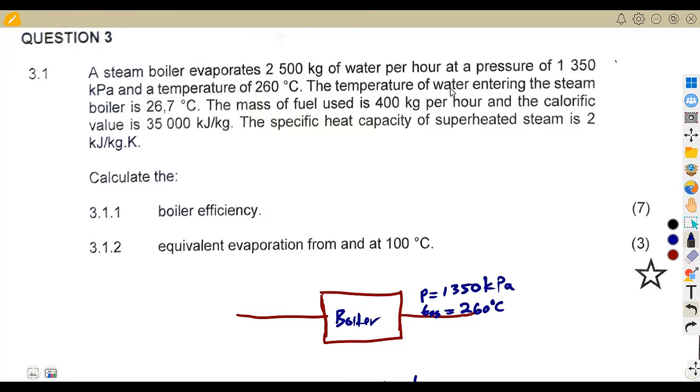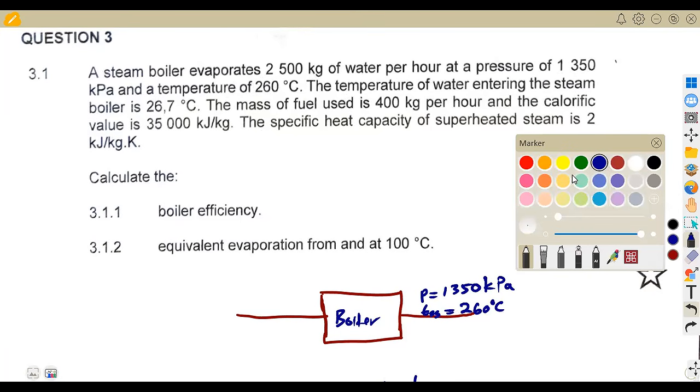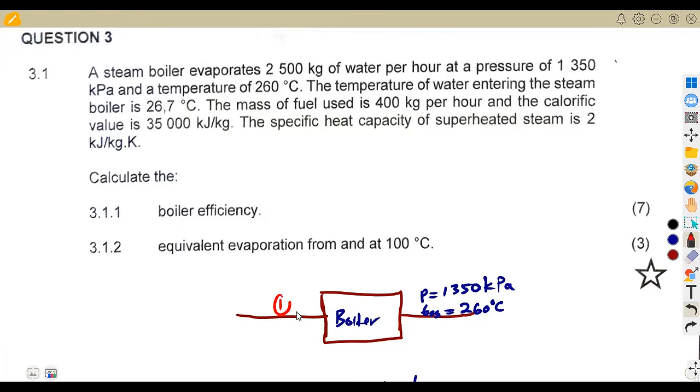Then also the temperature of water entering the steam boiler. So we've got two stages that we are going to consider here. We've got the first stage, also the second stage. The second stage, since it is being superheated, is for the superheated steam, and this one is for the water in this case. So this water is entering at 26.7 degrees Celsius. So we are given T1, which is 26.7 degrees Celsius, which is actually representing TS, our saturation temperature. In this case, we're given the saturation temperature.